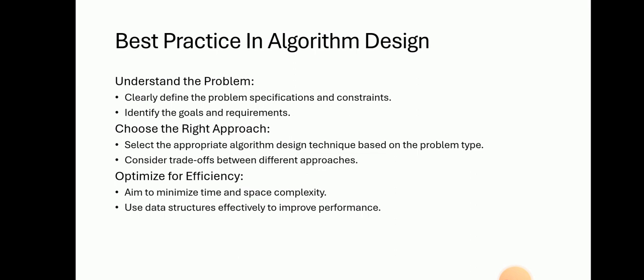Best practices in algorithm design. Understand the problem, choose the right approach, optimize for efficiency. In understanding the problem, clearly define the problem specifications and constraints and identify the goals and requirements. In choosing the right approach, select the appropriate algorithm design techniques based on the problem type. Consider trade-offs between different approaches. Then optimize for efficiency: aim to minimize time and space complexity, and use data structures effectively to improve performance.